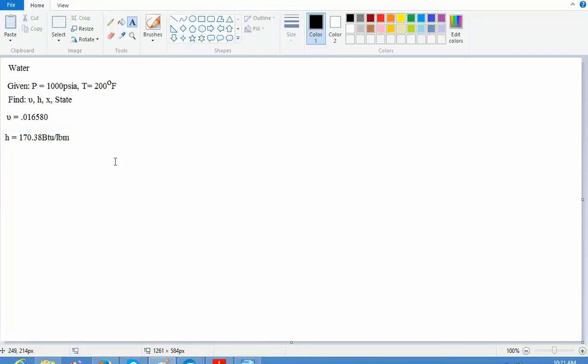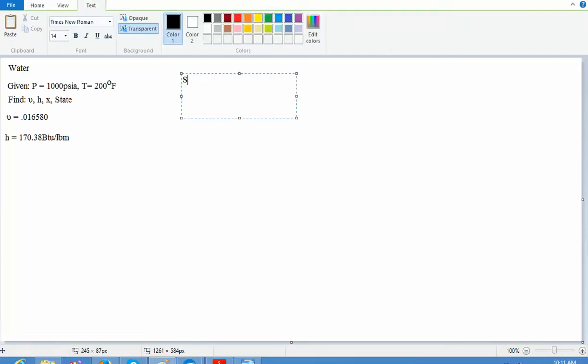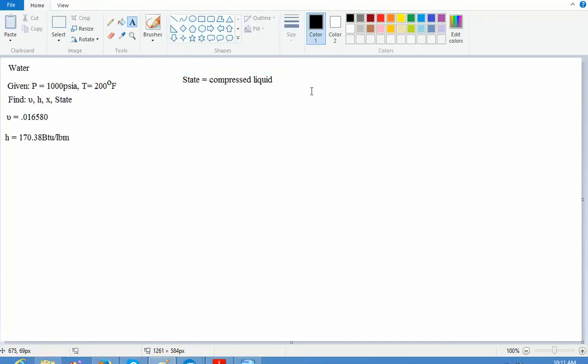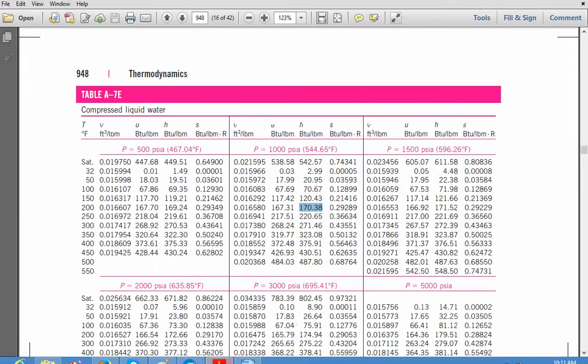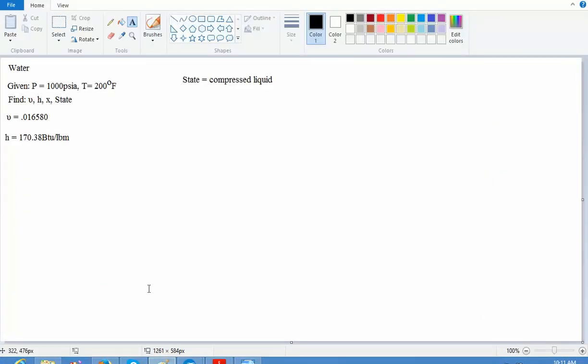Okay. So now we have our specific volume, we have our enthalpy, and we have our state, which I'll write over here. And how do we know that water is in a compressed liquid state? Well, because our numbers matched up. We see that we have a temperature of 200 and a pressure of 1000 psi, which is what was given to us over here. So yeah, we got a winner.